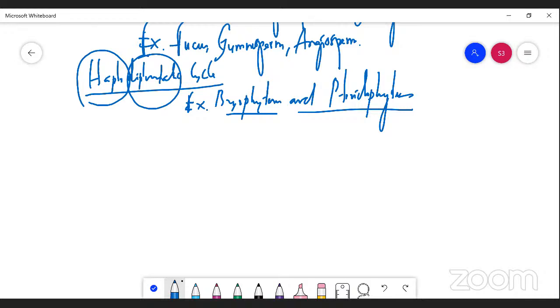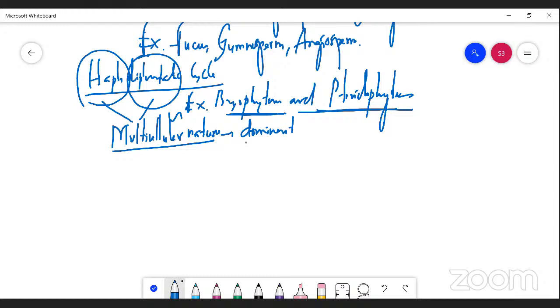It occurs in bryophytes and pteridophytes. Both phases, the gametophytic phase and the sporophytic phase, are multicellular in nature. But they differ in which is dominant. Please note that is the specialty. It is different in terms of the dominant phase.